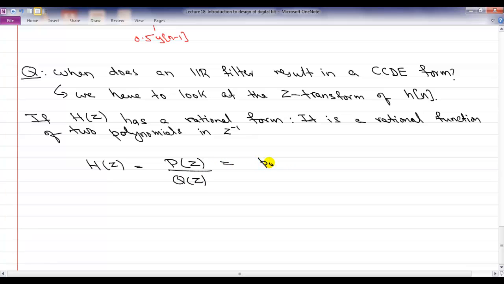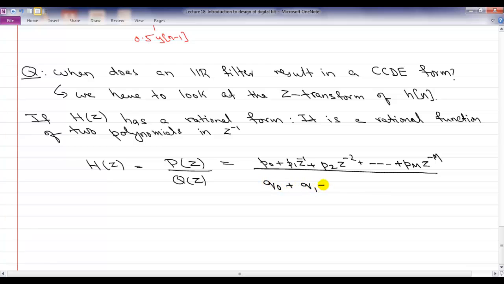So I have P0 plus P1 z inverse plus P2 z to the minus 2 plus Pm z to the minus m over Q0 plus Q1 z inverse plus Qn z to the minus n. Anytime your IIR filter has a Z transform that looks like this, then it automatically implies that it has a constant coefficient difference equation form. Why is that?